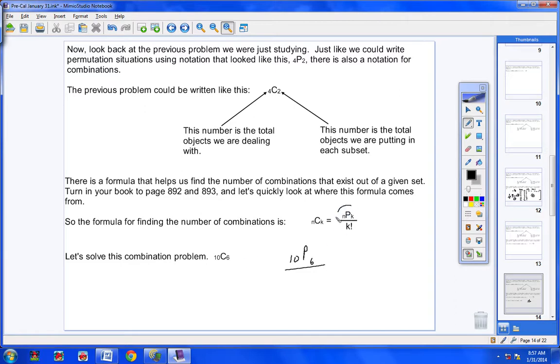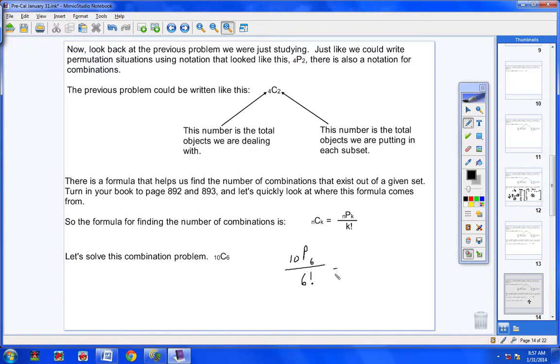Here's your formula right here. Do you see your formula? It's right here. So I put my permutations right here. Now the bottom is k factorial, and k is always this number right here. So the k for this problem is my 6 right here. So I'm going to put k factorial, I'm going to put 6 factorial.